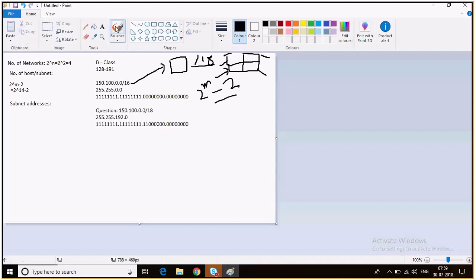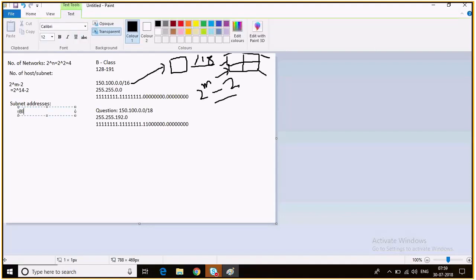So how do I find that? Again, I keep sticking to my basics, right? To find the subnet address, I go to the block size. Block size is found by 256 minus the value of the interesting octet. And what is the value of the interesting octet? The octet which is changing is my interesting octet. Here, which octet is changing? The third octet is changing, from 0 to 192. So the value of the interesting octet now is 192, right? So I have 64 as my block size, because if you subtract 192 from 256, the value is 64.